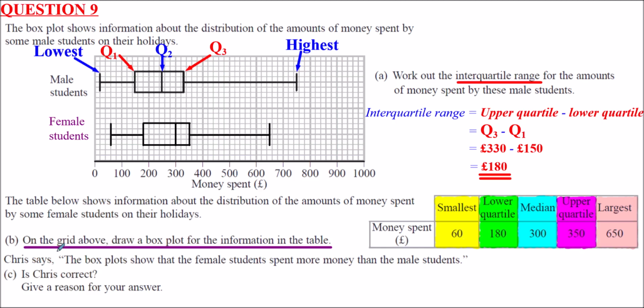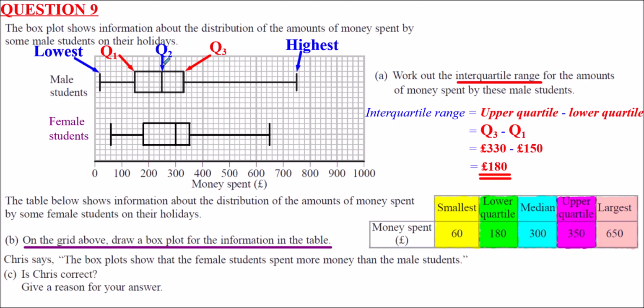Chris says, the box plots show that the female students spent more money than the male students. Is he correct? Well, it's a general statement about who spent more, who spent less. So if you want to come to a general statement about a distribution, you want to be talking about the average. The average can mean the mean, but in terms of box plots, as a measure of average, we go for comparing the medians. So which distribution, the males or females, has the highest median?